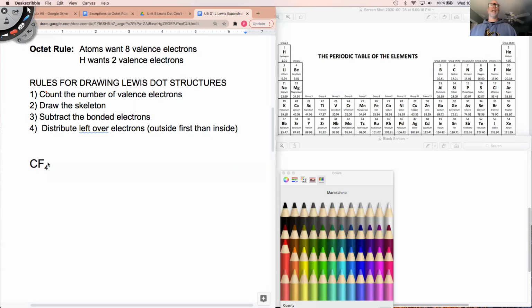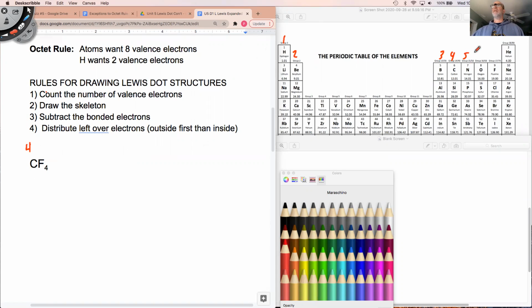All right, so now let's take a look at CF4. Again, try this one by yourself if you want to. Number 1, count the number of valence electrons total. Carbon, let's see. We've got 1, 2, 3, 4 valence electrons for carbon. Okay. Plus, how many valence electrons?